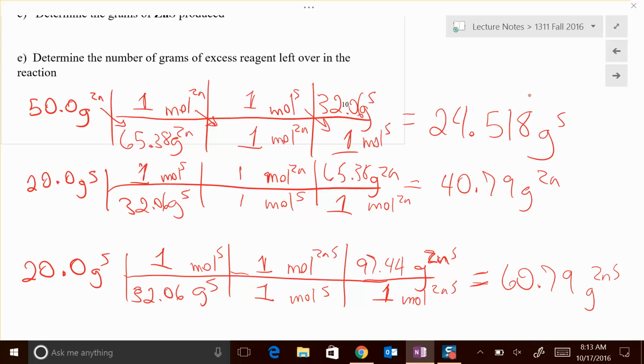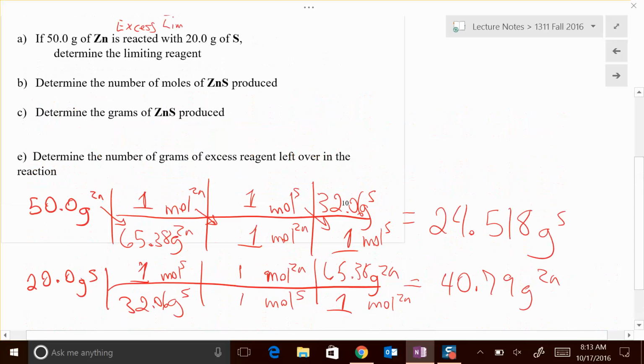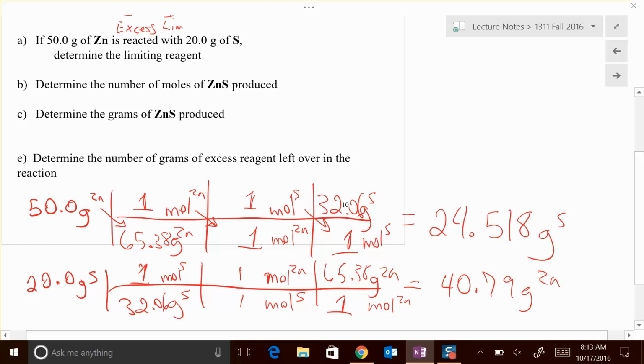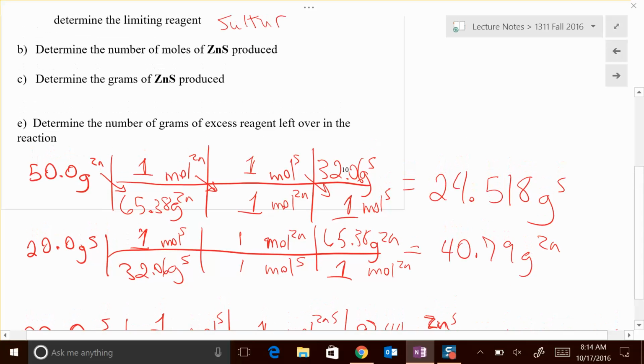Okay? Now, let's look at our questions here. If 50 grams of zinc is reacted with 20 grams of sulfur, determine the limiting reactant. Sulfur. Okay. Determine the number of moles of zinc sulfide produced. 60.79.